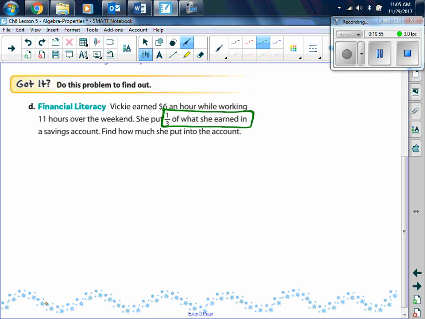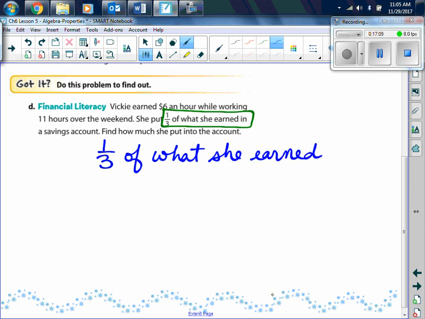So here, let's just write down 1/3 of what she earned. Okay? Now, to figure out how much she earned, we can multiply the 11 times the 6, right? So here, for what she earned, we're going to write 11 times 6. You with me? What does of mean in math? Multiply, right? Of means multiply. So what are we multiplying? Times 1/3. So here, we're multiplying 1/3 times 11 times 6.